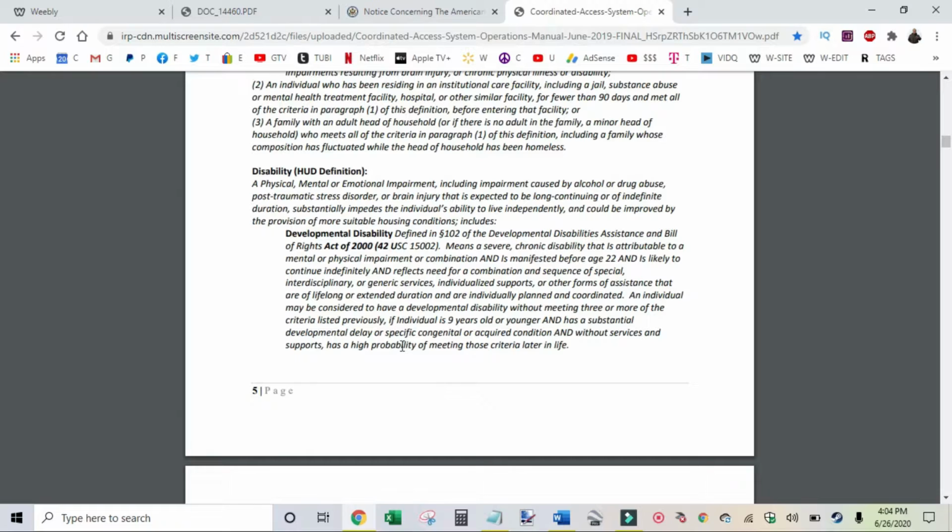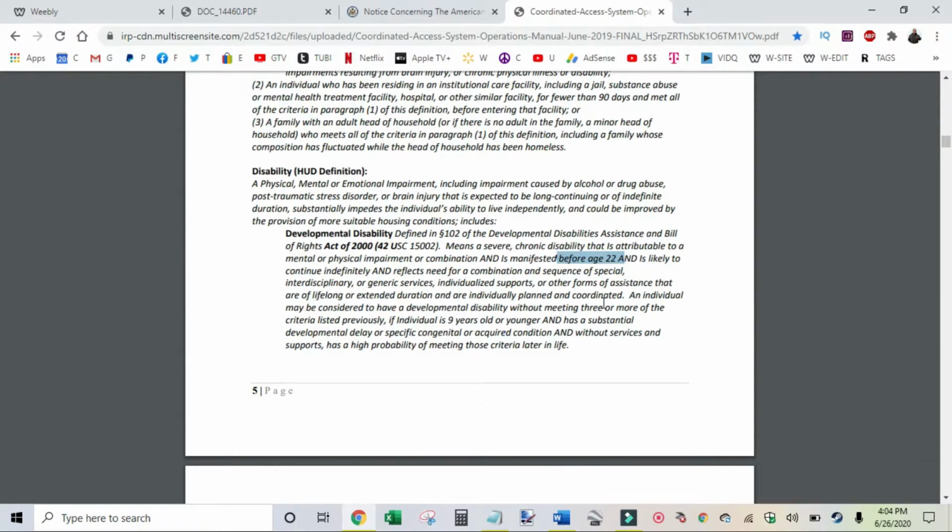Now, I'm going to move down to developmental disability as defined. The Developmental Disabilities Assistance and Bill of Rights Act of 2000 means a severe chronic disability that is attributed to mental or physical impairment, or a combination, and is manifested before the age of 22. So you would need to have some type of documentation showing that it is a disability that arrived before age 22. Look, let me tell you something. That before age 22, that's not applicable, okay? If you can prove you're having the problems right now, then that's what it is. So don't worry about the age 22.